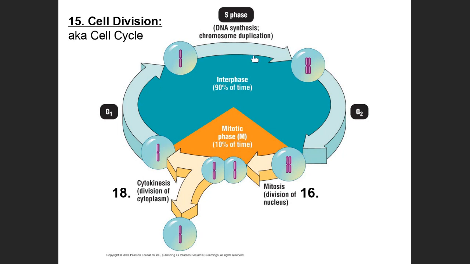Cell division is also known as a cell cycle. They're showing you here this is cell division, but they're showing you why it's called a cell cycle. Cell division consists of a cycle of molecular events that begins with one cell and results in the production of two cells.